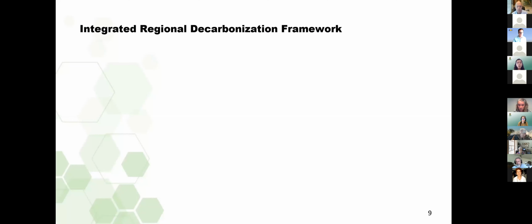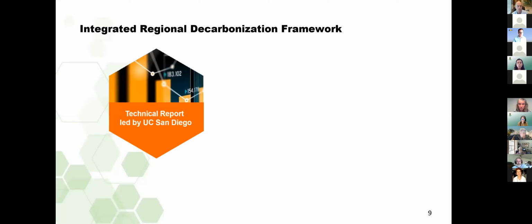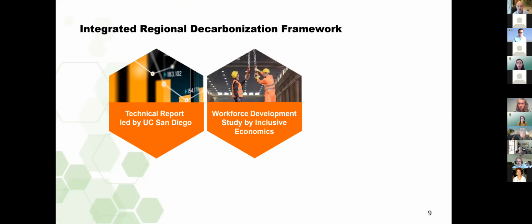There are 3 components of the integrated regional decarbonization framework. First, the technical report that was prepared by UC San Diego and some of the nation's leading experts on energy modeling. The presentation and discussion will primarily be based on this report. Second, a workforce development study by Inclusive Economics to ensure that our local workers benefit from climate investments.